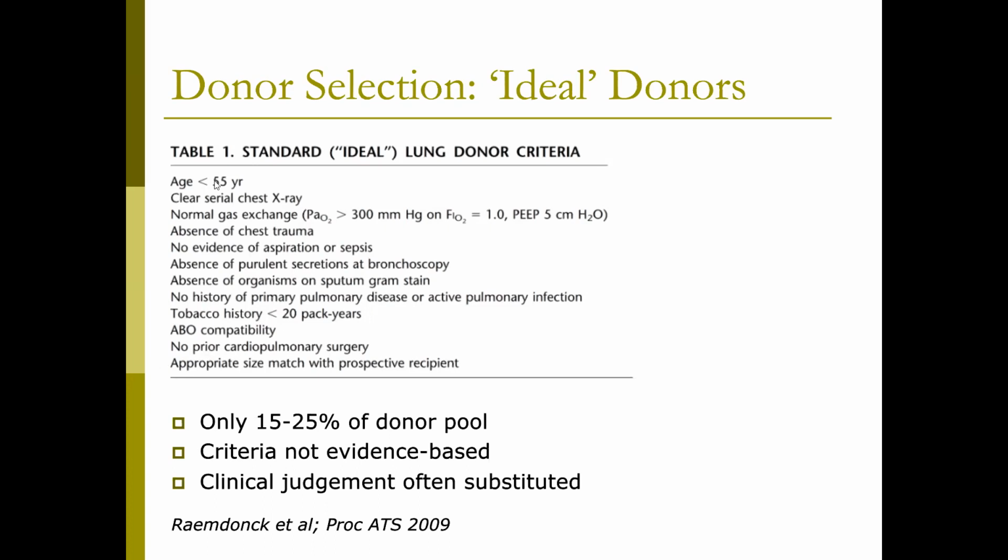And here's a brief, or maybe not so brief, list of ideal lung donors. We want them to be young, we want them to have normal lungs, a clear chest x-ray, normal gas exchange, and not to have chest trauma, aspiration, or sepsis, not to have purulent secretions on bronchoscopy, and not to have any organisms on gram stain.